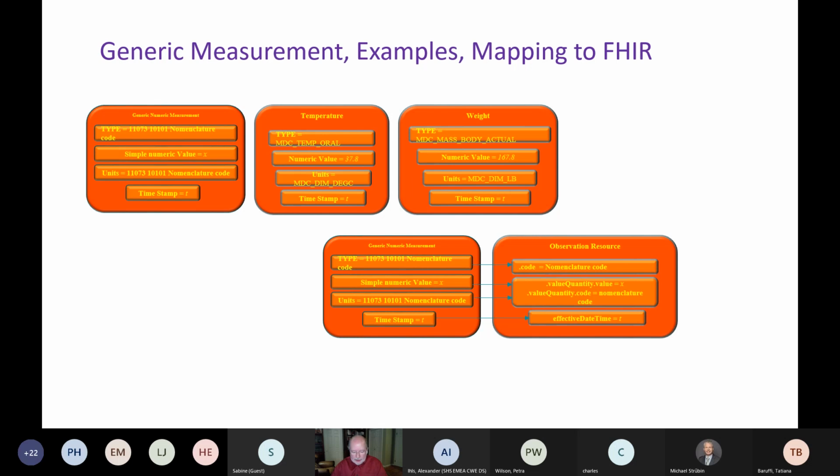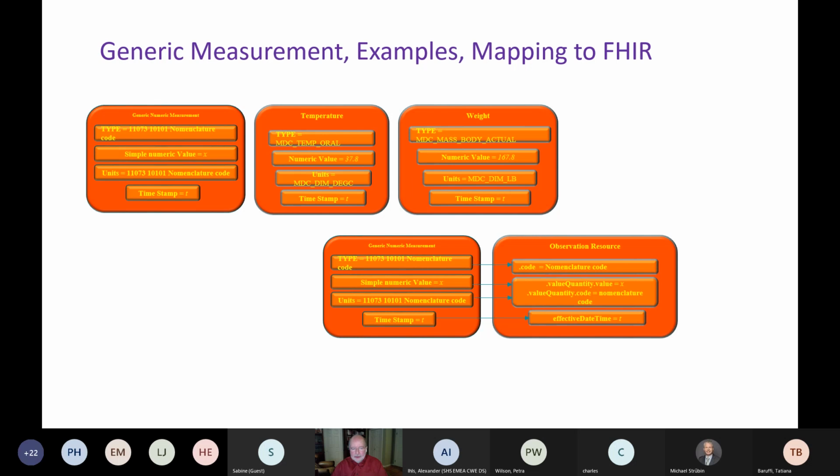So a key to the IEEE standard is this concept of being generic. There's a generic structure that says, okay, there's a nomenclature code that says this is the information you're going to receive. And then you're also going to get this value, and it's going to have these units, and it's going to be taken at this time. Now, that same data structure can be used whether you're sending a temperature measurement or a weight measurement or a blood pressure measurement or whatever. So this just gives you an example of how you can use that generic structure to communicate very specific information.